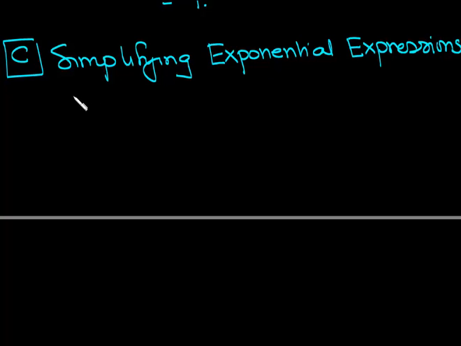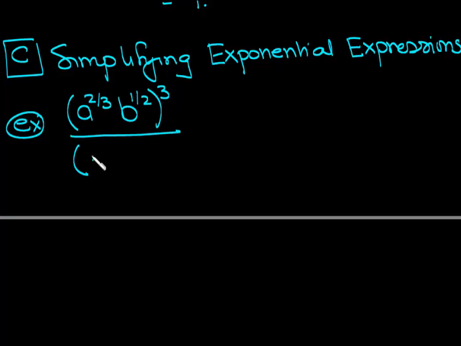So let's start with something like this. I have a raised to 2/3, b raised to 1/2, cubed, divided by a raised to minus 1/4, b raised to 2/3, squared. So now you can see it's a little bit more complicated because my exponents are fractions, but the idea is still the same to begin with. We start by taking care of this outside exponent like we did in the previous problems.